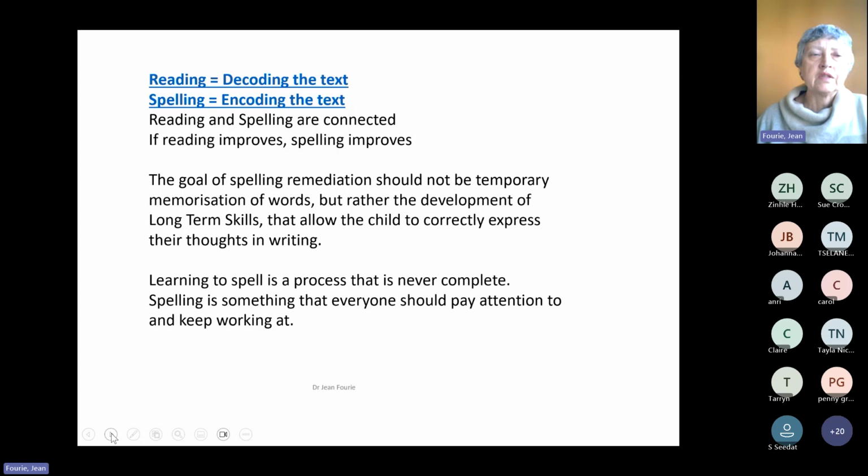So reading and spelling are thus intimately connected, and we know from a lot of research that if a person's reading improves, their spelling improves as well. So the goal of remediation is not a temporary memorization of words, but we want long-term skills so that the child can correctly express their thoughts in their writing for their lifetime. They can write and make themselves known, what the things are that they want to write. And to remember that we can all learn to spell better.